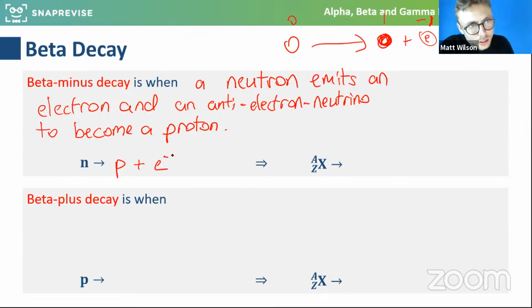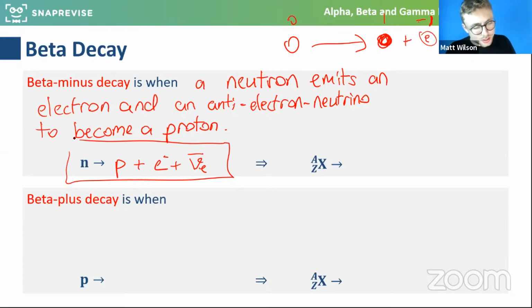So there's an extra thing going on called an anti-electron neutrino, which we draw like this. The V symbol means it's a neutrino, and the bar means it's an anti-neutrino, which means it's kind of like the opposite to a neutrino. Okay, so this is the equation that describes beta minus decay, and it's one of the most fundamental decays that can happen in a nucleus.